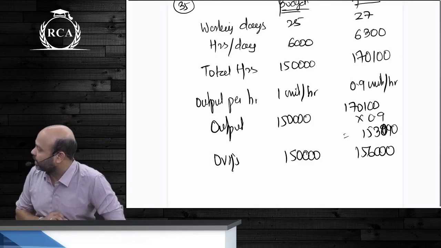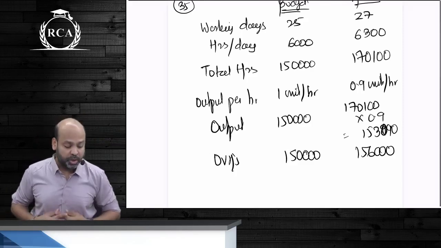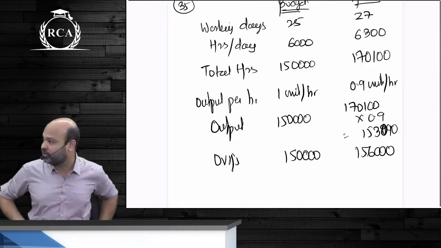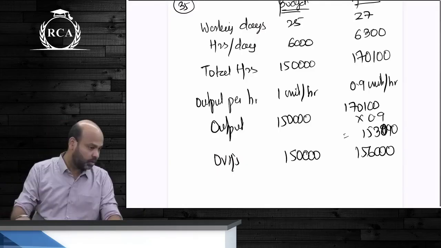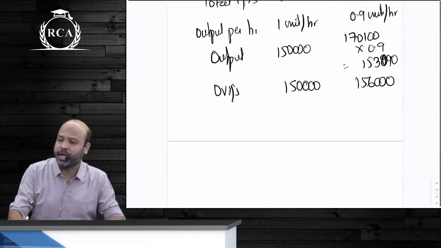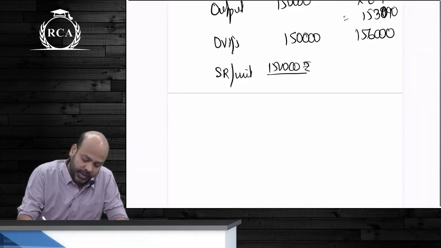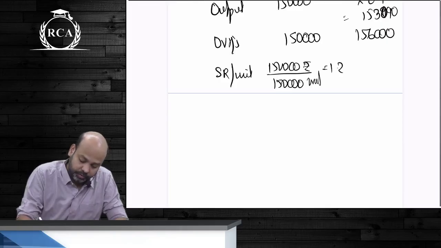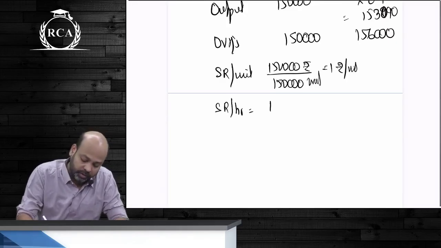You can compute standard rate per hour or standard rate per unit, guys. Both of them will be 1 rupee per unit or 1 rupee per hour. After that, you can compute all your variances. Standard rate per unit will be 1,50,000 rupees divided by 1,50,000 units, 1 rupee per unit. Standard rate per hour is also the same, guys.